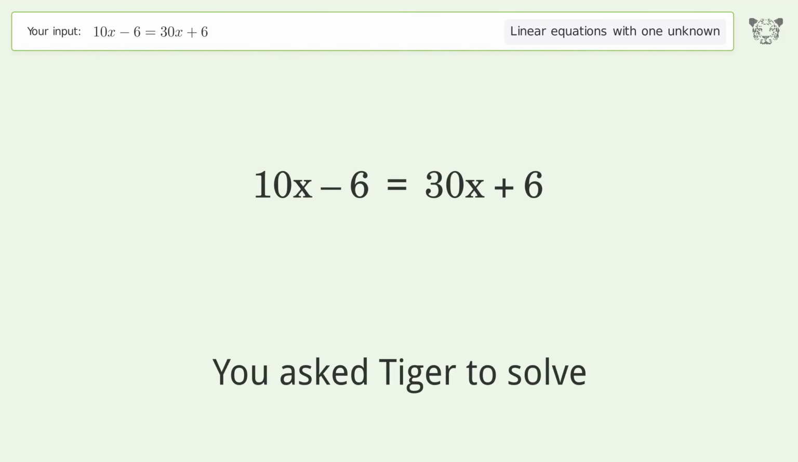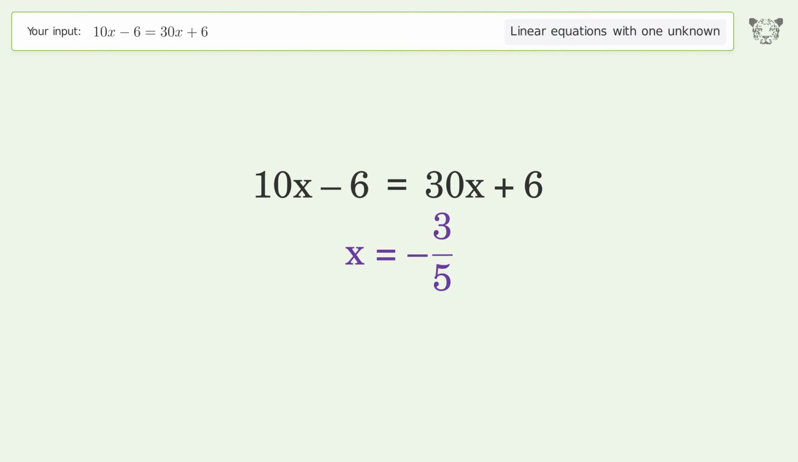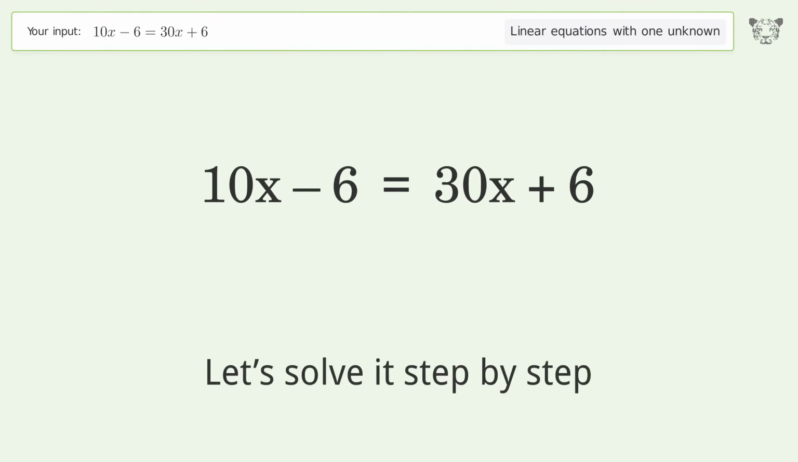You ask Tiger to solve this. This deals with linear equations with one unknown. The final result is x equals -3/5. Let's solve it step by step.